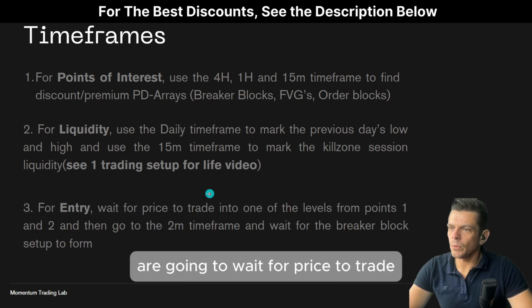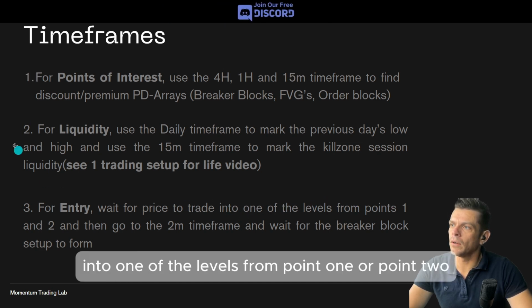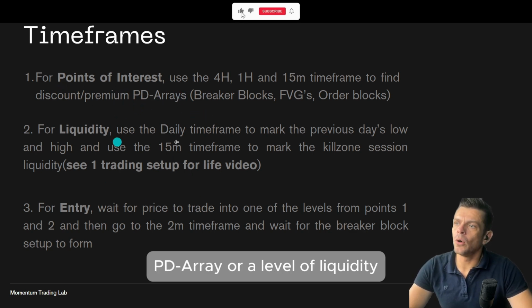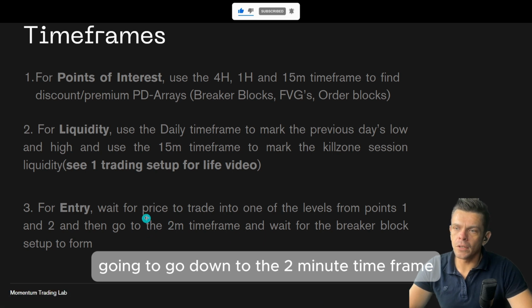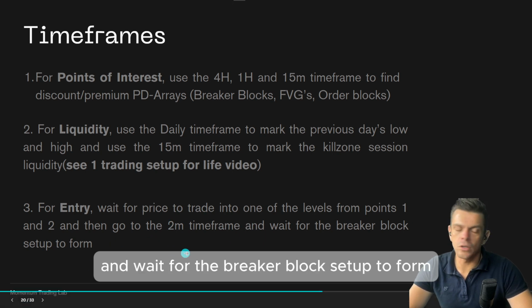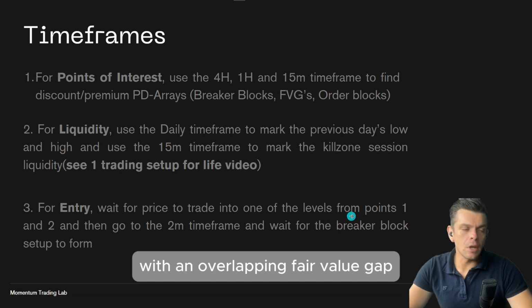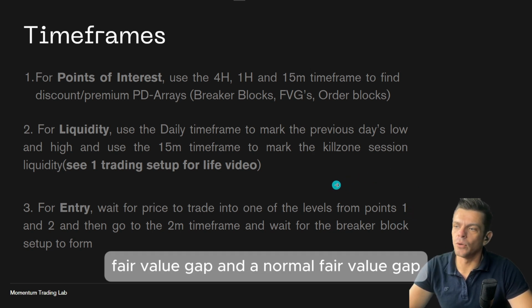For entry, we are going to wait for price to trade into one of the levels from 0.1 or 0.2. So either into a higher time frame PD array or a level of liquidity. And then we are going to go down to the 2-minute time frame and wait for the breaker block setup to form. So the breaker block setup is going to be a breaker block with an overlapping fair value gap, or a breaker block with an overlapping inversion fair value gap and a normal fair value gap.